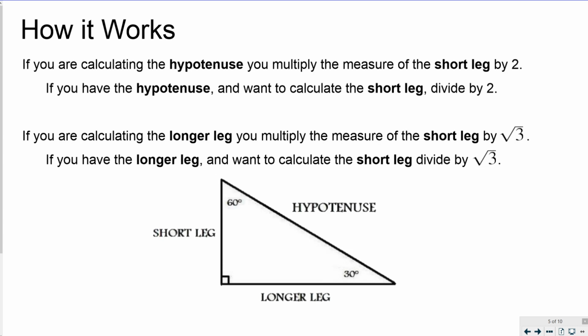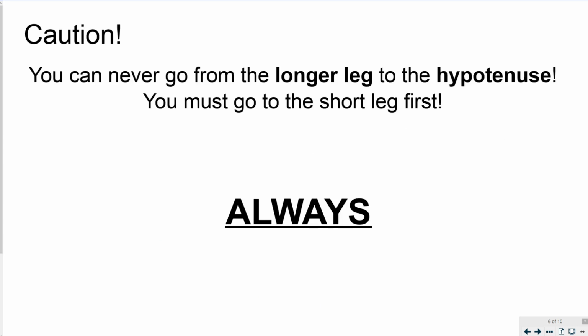Now, there is no ratio for longer leg to hypotenuse, and that is because you can never go from the longer leg to the hypotenuse. You must always go to the short leg first. Always, always, always. Always have to calculate the short leg. So just keep that in mind as I do my examples here.